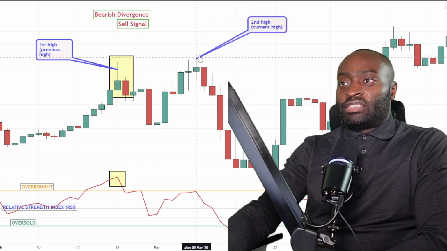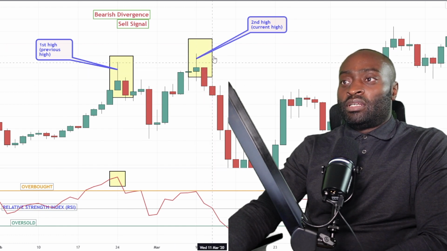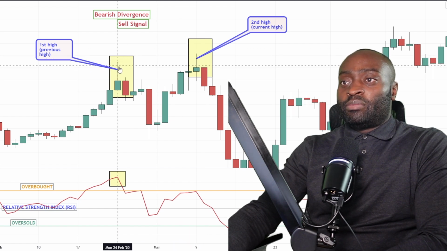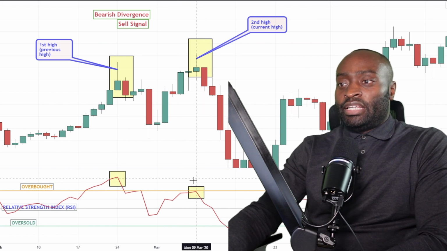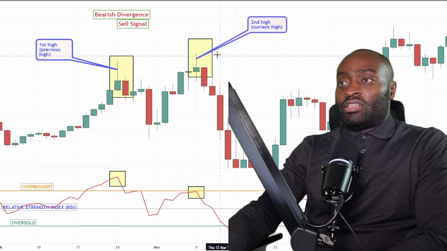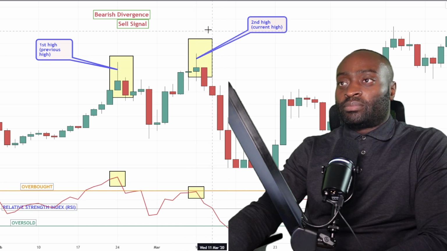After that, we're looking at the second high, also known as the current high. This second high is higher than the previous high, which was this high. Here, I've also marked out the high point for the second high on the RSI. So the second high on price is up here, and the second high on the RSI is down here.